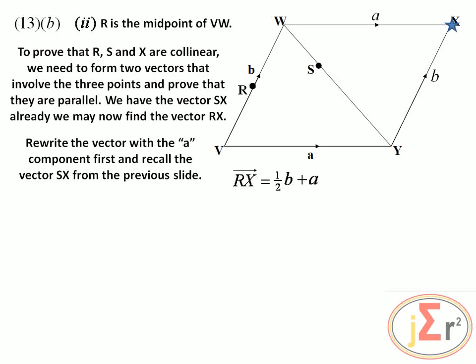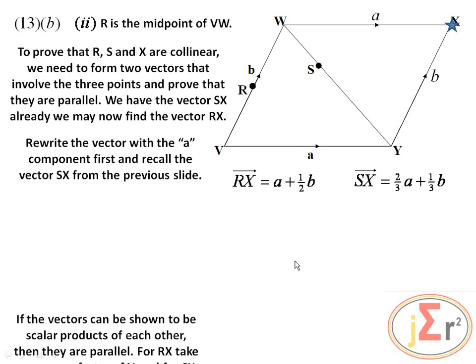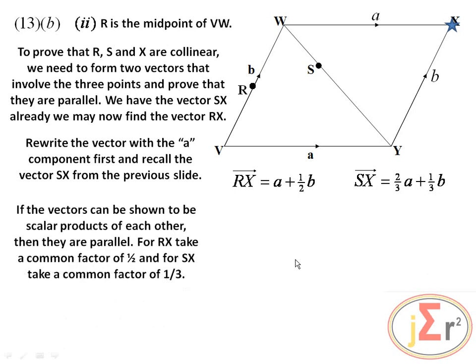We write the vector with the A component first, and recall the vector SX from the previous slide. So all we need to do is change it around and place the A at the front, and we have A plus half of B. Then we have 2/3 of A plus 1/3 of B. So we have RX is A plus a half of B, and SX is equal to 2/3 A plus 1/3 B. We have these two vectors. All we need to do is show that they are parallel. Then we can come to the conclusion that all 3 points are collinear.